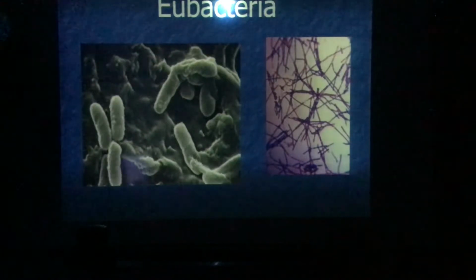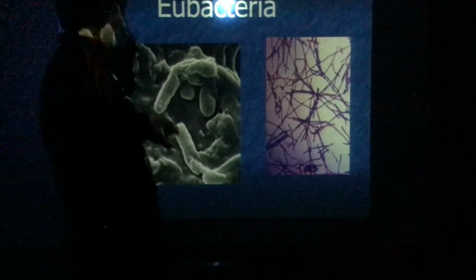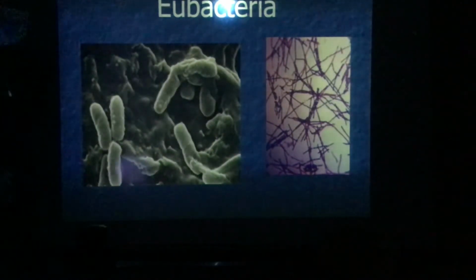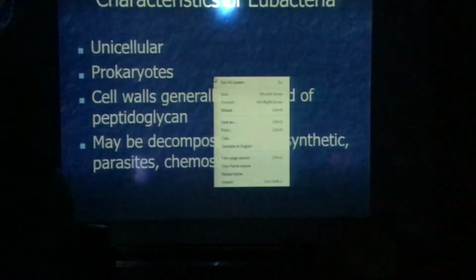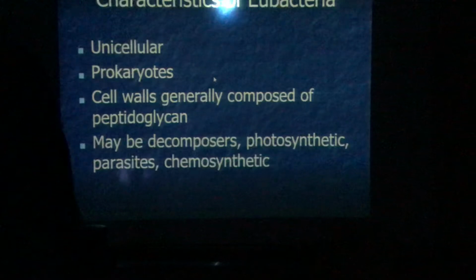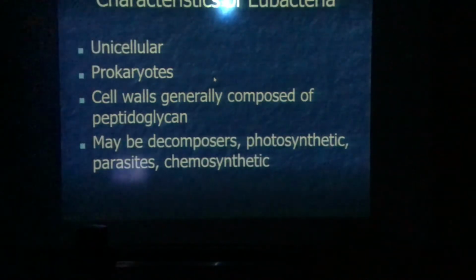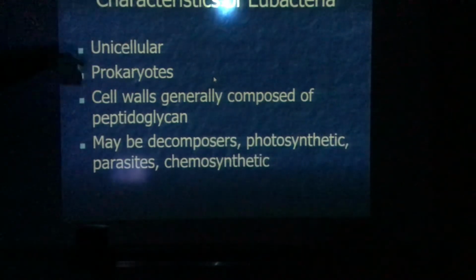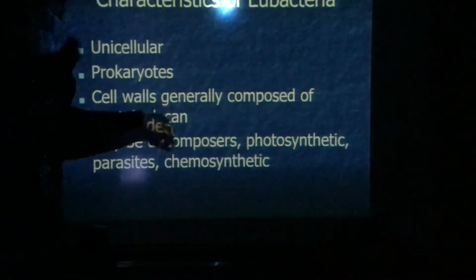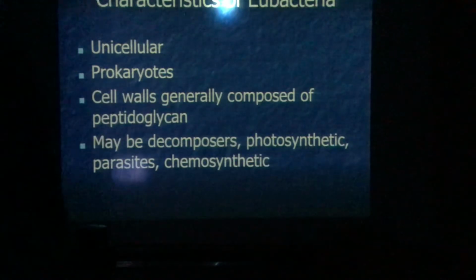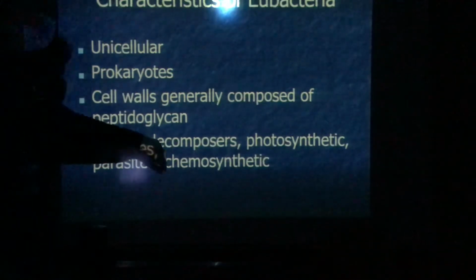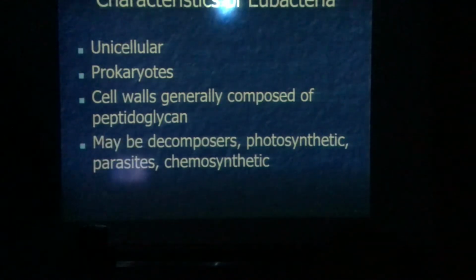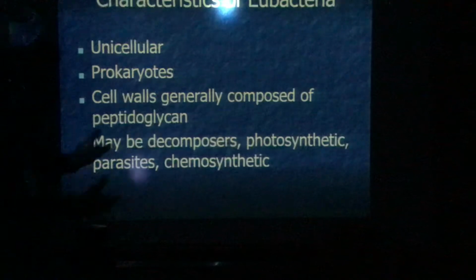Here's just your good old-fashioned bacteria, a simple picture there under an electron microscope, and I threw in some coloration there. Basically with your normal bacteria, the characteristics are the same: unicellular, prokaryote, but here's that big thing. They generally have peptidoglycan in their cell wall, okay? All right.